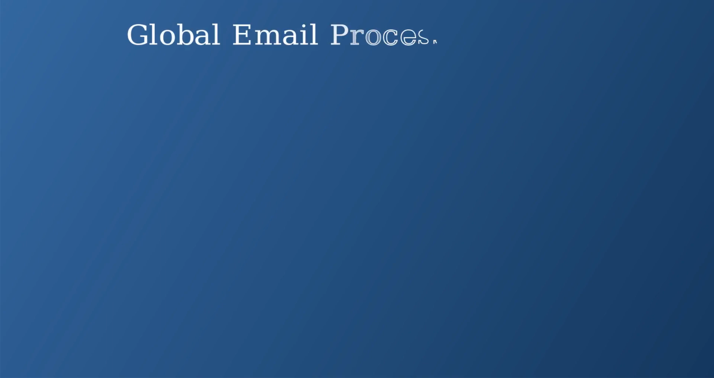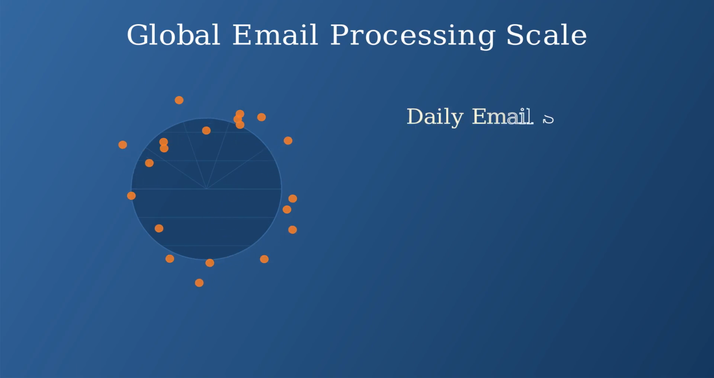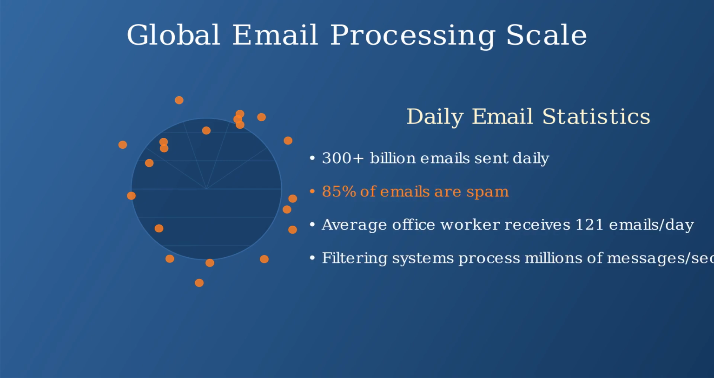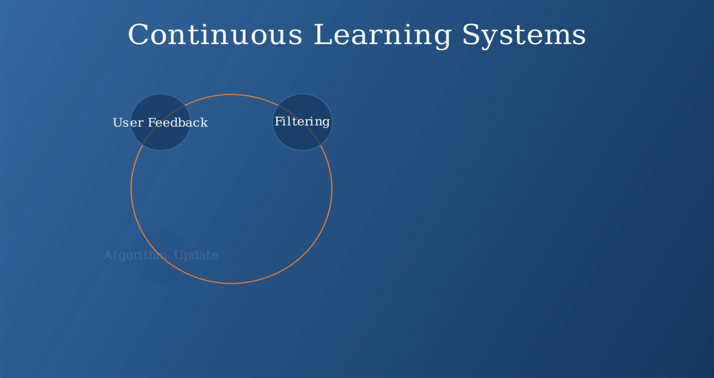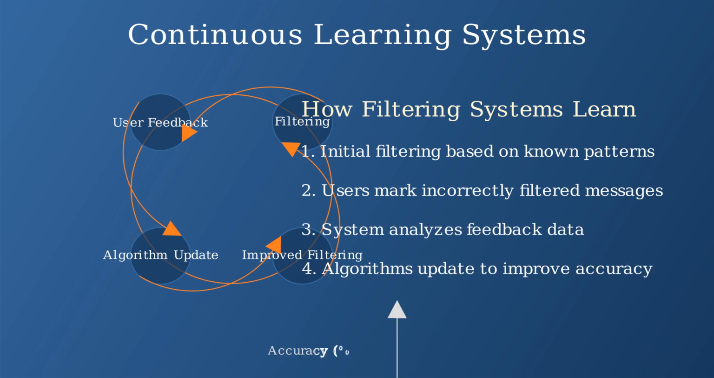The scale of email filtering systems is massive. Every day, over 300 billion emails are sent worldwide, and approximately 85% of these are spam. Modern filtering systems process millions of messages per second, continuously working to keep inboxes organized. What makes modern email filtering so effective is its ability to learn and improve. These systems continuously adapt based on user feedback. When users mark messages as spam or move them to different folders, the filtering algorithms learn from these actions and become more accurate over time.